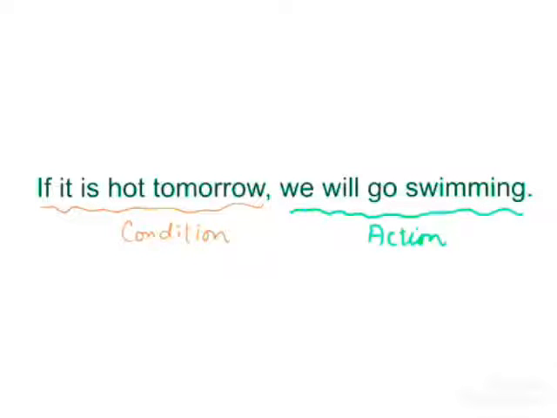The function of a conditional sentence is that we want to tell others an action that we are going to do. For example, here, we will go swimming, but only with certain conditions. For example, only if it's hot tomorrow will we go swimming. So without this condition, we will not do this action. Therefore, this is called a conditional sentence.